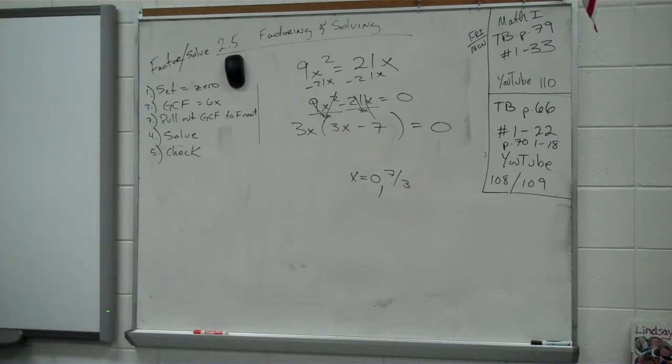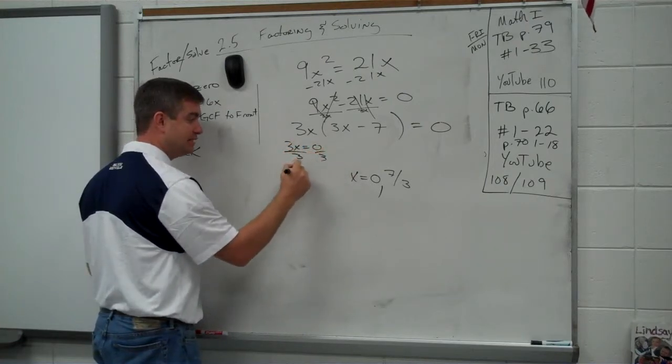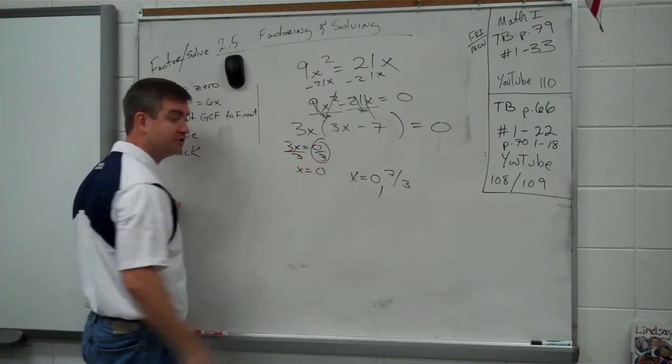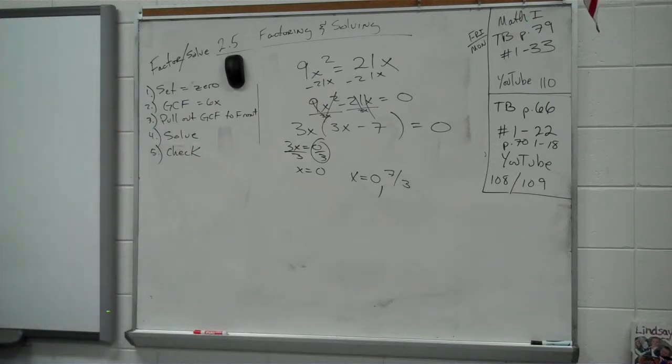And then, how did you get 0 for the first one? I said 3x is equal to 0. I divided by 3 on both sides. X equals 0 over 3, which is just 0. Okay, good question. How long? Close to 10. Okay, thank you.